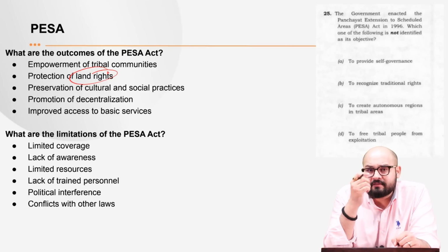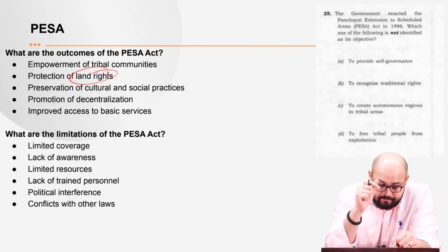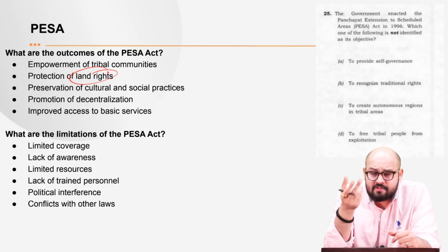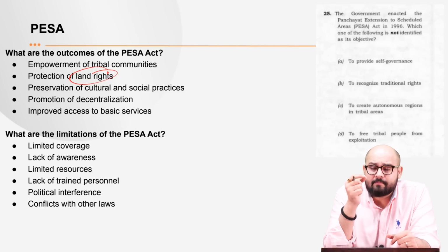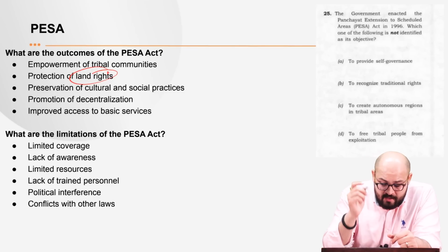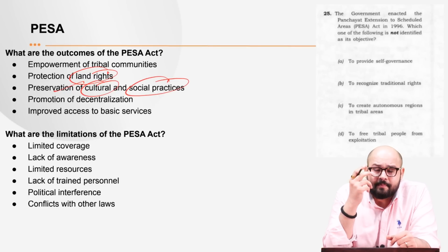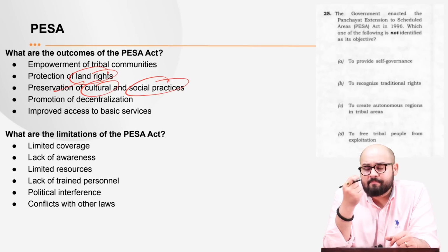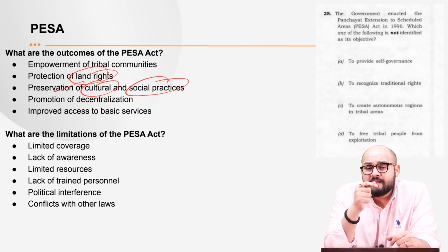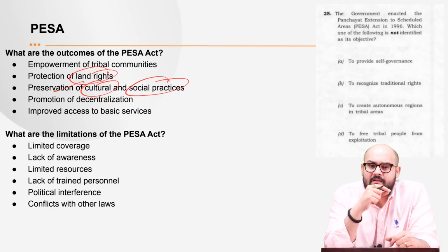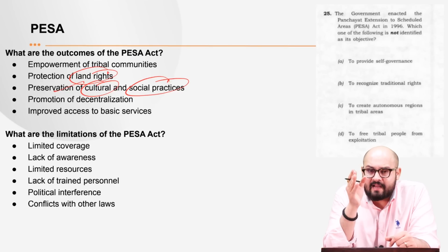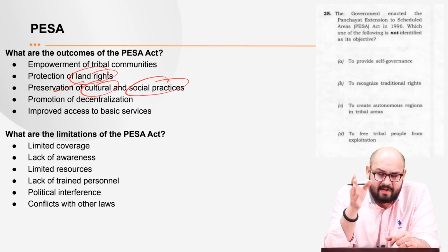So it makes sure that these tribal communities have their own land rights and they can manage their own land resources, right? And if there is a land acquisition which needs to take place, it requires proper consent from the Gram Sabha. Next is preservation of culture and social practices. It has led to the preservation of the local practices of these tribal communities, so that we don't have people from the outside community who are telling them, who are guiding them to follow any particular practice, right?